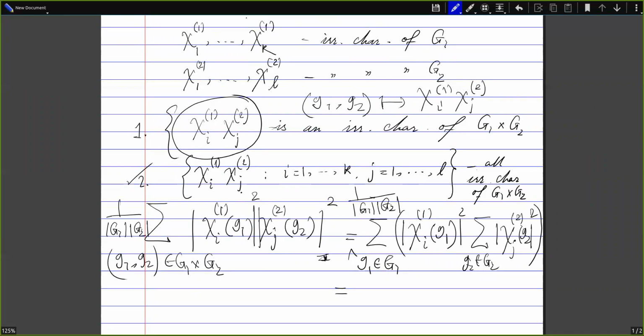Keeping that in mind, we will prove that if a class function is orthogonal to all such things, then the class function has to vanish identically. This is because we know that characters are also class functions. If we can prove it for a general class function, that also goes through for a character. Okay.